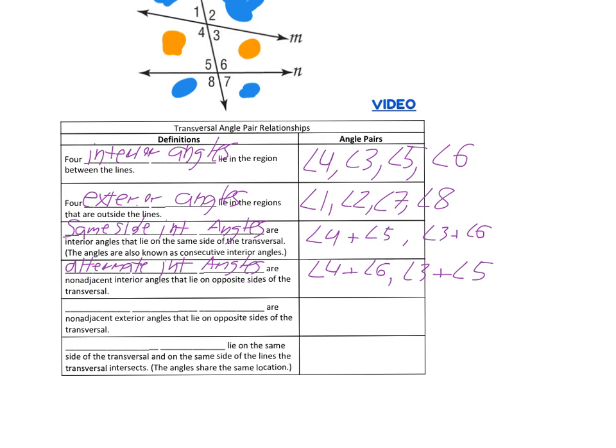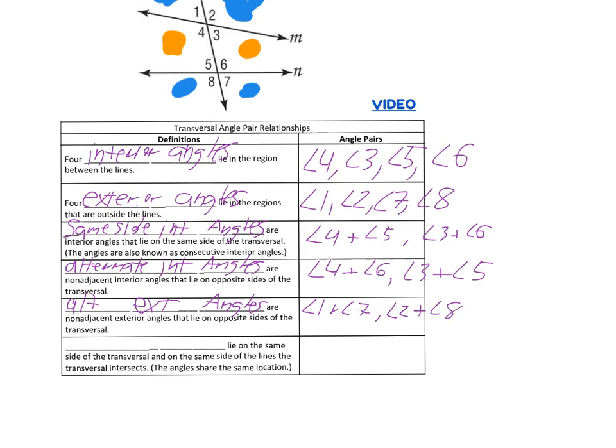We also have alternate exterior angles, non-adjacent exterior angles that lie on opposite sides of the transversal. So these will be angle 1 and angle 7, as well as angle 2 with angle 8.